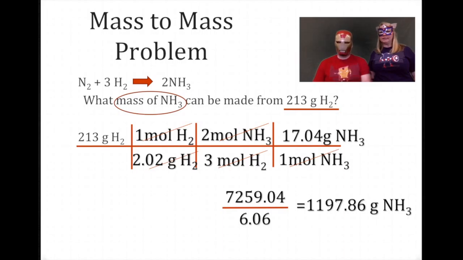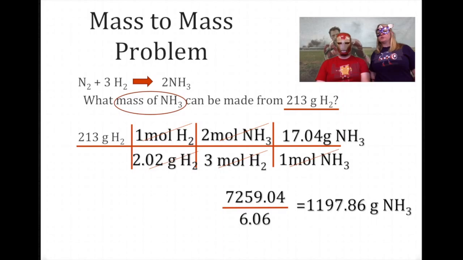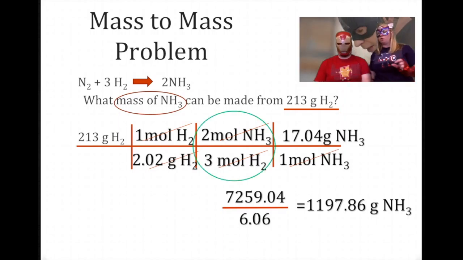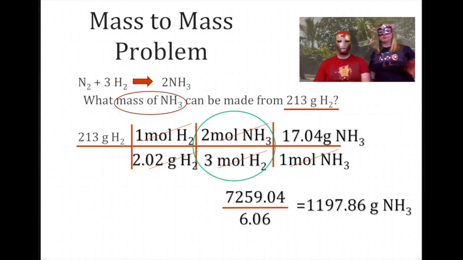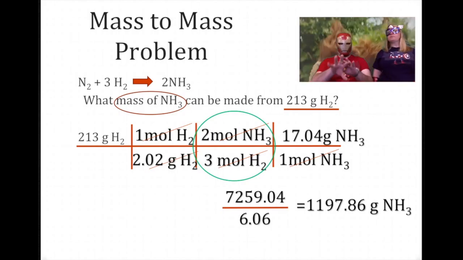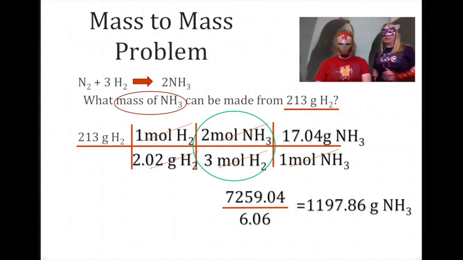All right, so let's try one more. Notice I put the green circle, that part right there, the mole ratio. That's the only way that I'm allowed to go from one substance to another substance. So that's like the key, and everything builds out from there. You need to have that for every single problem you do. All right, so here we go.